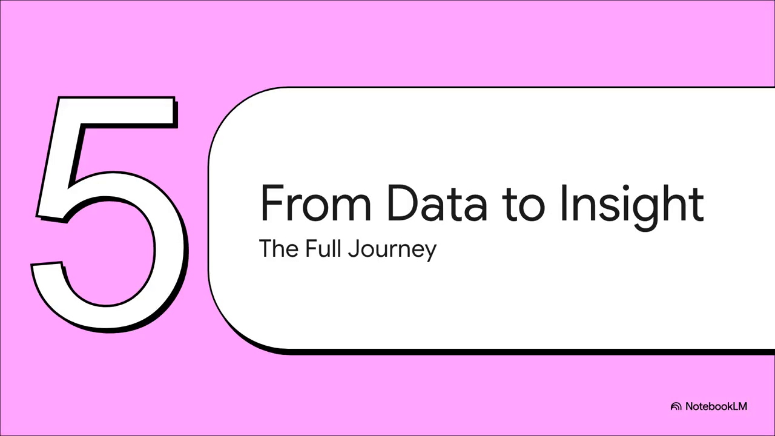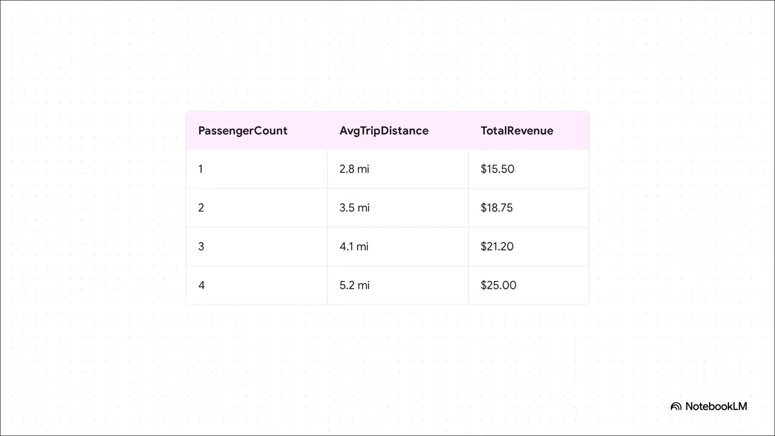All right, let's put all the pieces together. It's time to finish our tour by seeing the full journey from a messy, raw data file all the way to a clean, valuable business insight. So after our pipeline does its job, we're left with something like this, a beautiful, clean, aggregated, gold-tier dataset. You see, this isn't just raw data anymore. It's actual information. We've turned messy logs into a structured table that answers real business questions, like what's the average trip distance and revenue for rides with different numbers of passengers?